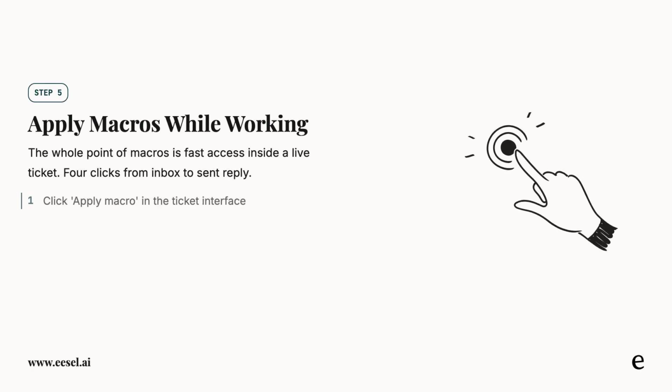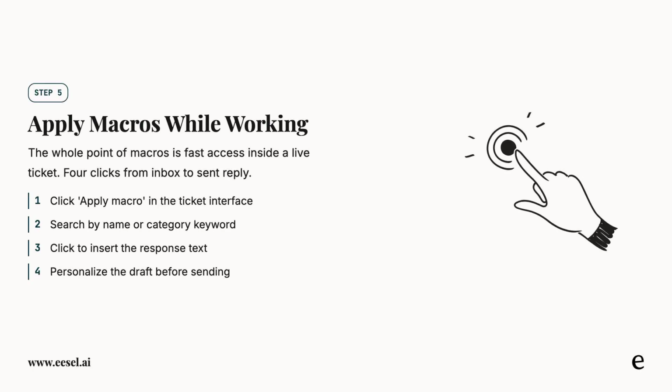Inside any live ticket, click Apply Macro, search by name or category keyword, and click to insert. Always personalize the draft before hitting send. Macros are a starting point, not a finished reply.